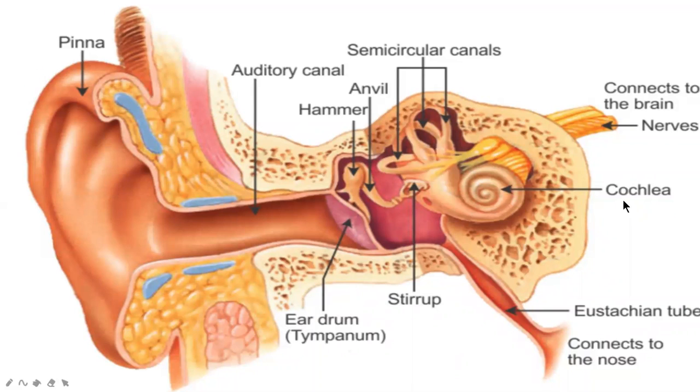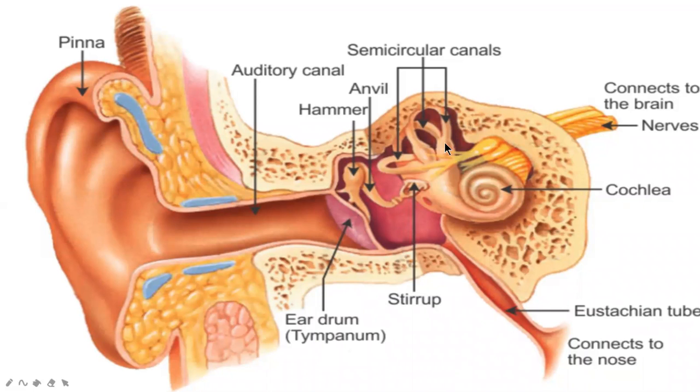Here it is written, cochlea. This is the structure, called the cochlea. The cochlea is a much coiled structure. It is filled with fluid, and very minute hair-like structures are present in the cochlea. This is very sensitive.